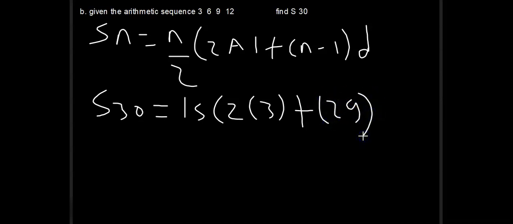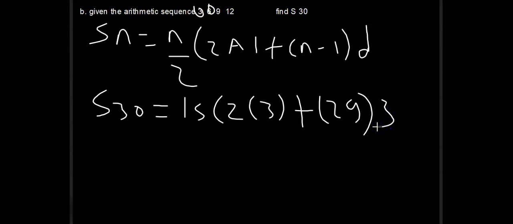And lastly, what about D? Well, since this is an arithmetic sequence, my D value will be the common difference. So you're going to have to subtract 3 from 6. When you subtract 3 from 6, you're going to get 3.